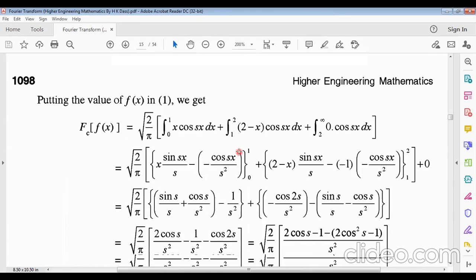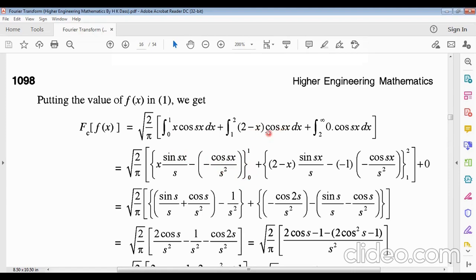Okay, so these three definite integrals, of course, we solve using integration by parts. x into cos: the integration of cos will be sine, dividing with the coefficient of x. Minus the differentiation of x, which is 1, and the integration of sine, which is minus cos, dividing with the coefficient of s, we get s square in the denominator. Okay, and this is the limit of integration.